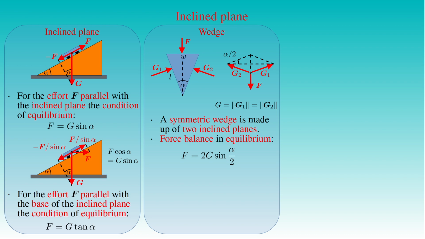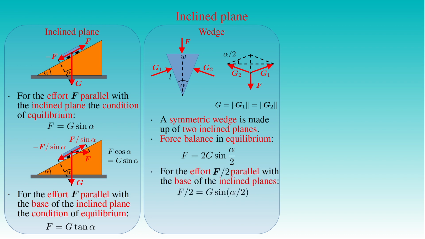Then the figure on the right-hand side shows that the magnitude of the force F over 2 is equal to the magnitude G times the sine of alpha over 2 in equilibrium. Since sine alpha over 2 can be expressed as the ratio of the width W of the blunt end to 2 times the length L of the sloping faces, the mechanical advantage of the symmetric wedge is equal to the ratio of the width W of its blunt end to the length L of its sloping faces.